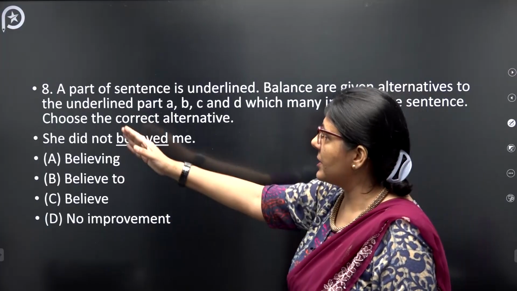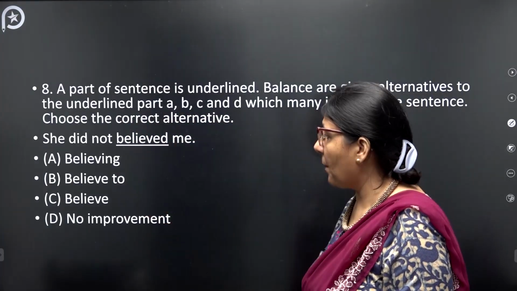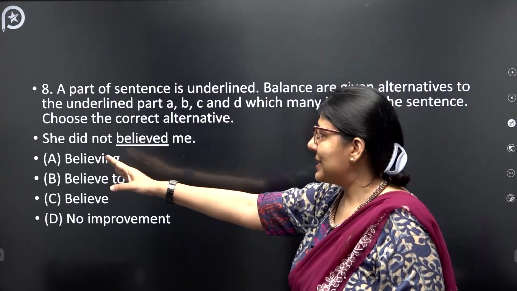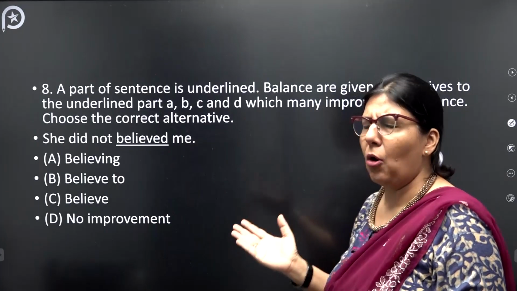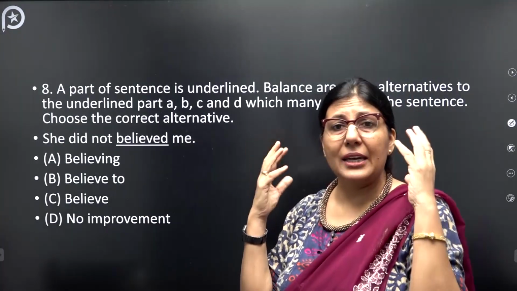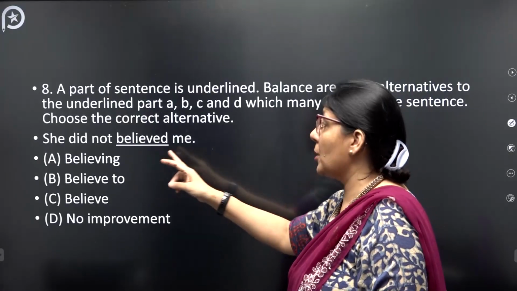One more practice question. Again, a part of the sentence is underlined, A, B, C, D. There are 4 parts over here, right, which may improve. Okay, now, she did not believe me. Oh my God, it sounds so awkward. Yeah, when it starts ringing in your ears. So when there's something wrong, it starts ringing. So here, she did not believe me.